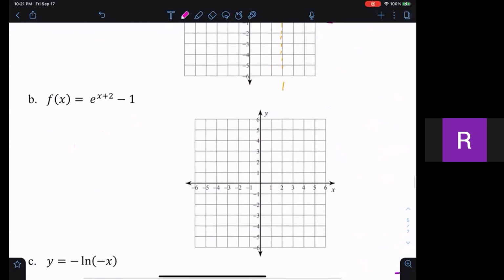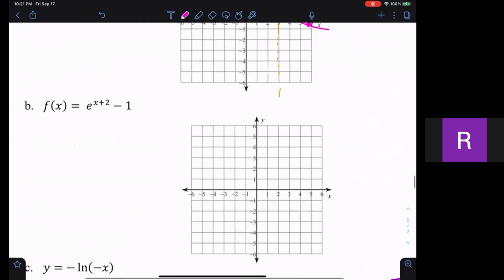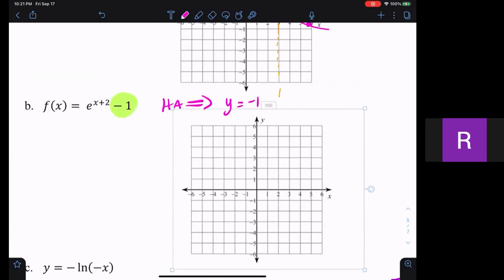Same thing. Now, this is an exponential function. Exponential functions have a horizontal asymptote. The horizontal asymptote usually is the plus or minus sign that appears here. So here, this is going to be y equals -1. That's the horizontal asymptote. So that is a dotted line. For simplicity, because I don't have time, I'm going to make a straight line. But in the test, you have to make it a dotted line.